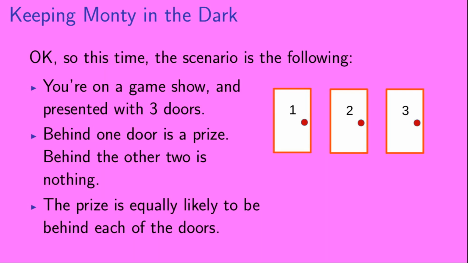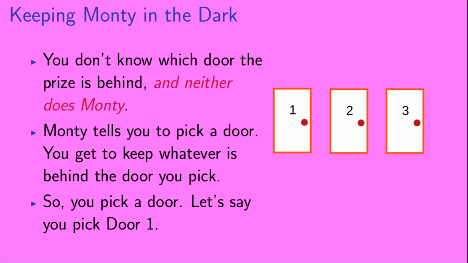Okay, so this time the scenario is the following. You're on a game show and presented with 3 doors. Behind one door is a prize. Behind the other 2 is nothing. The prize is equally likely to be behind each of the 3 doors. Now, you don't know which door the prize is behind, and neither does Monty.